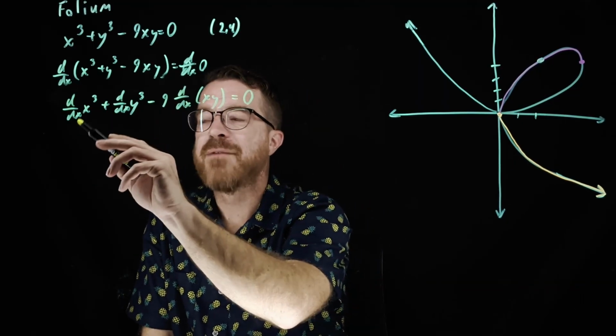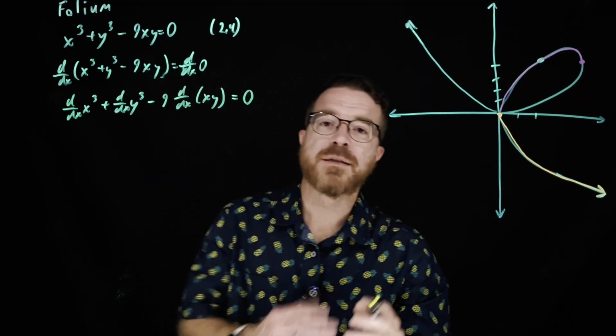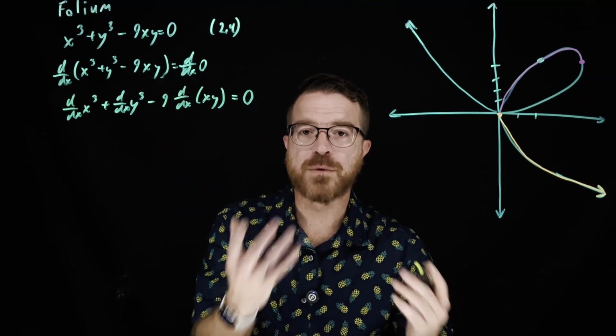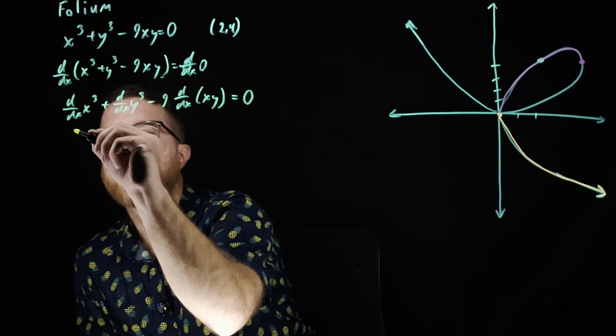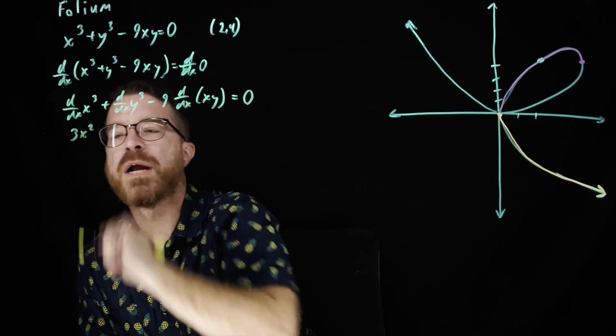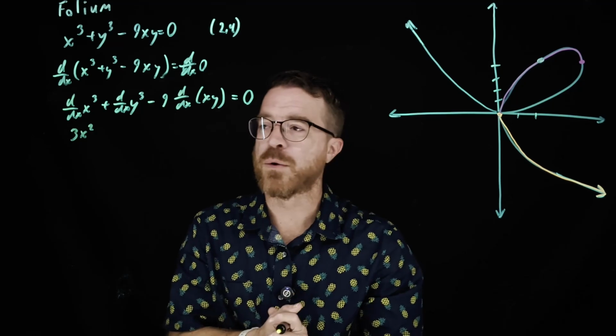So the first one we have is d dx of x cubed. So we're taking the derivative of x cubed with respect to x. So we just do our derivative like we normally do. This becomes 3x squared by our power rule.